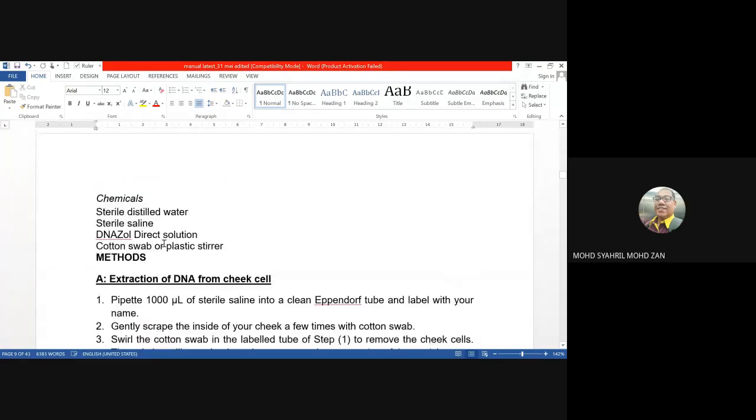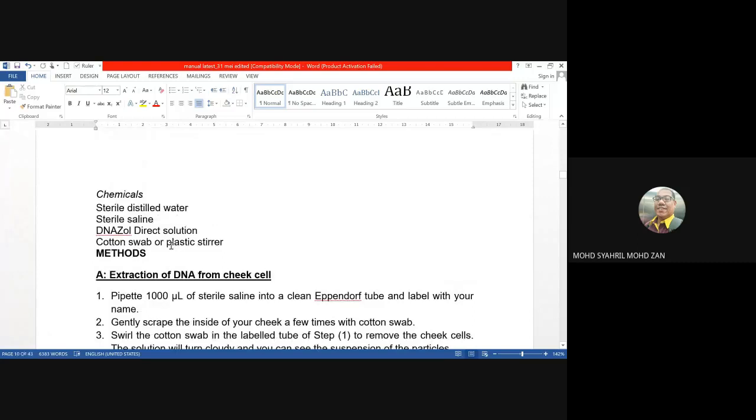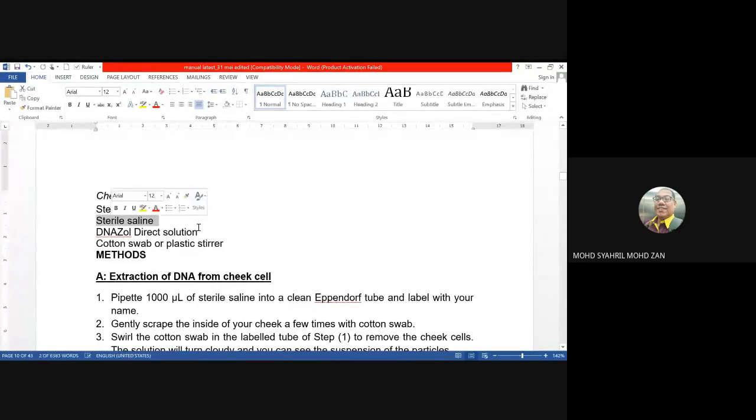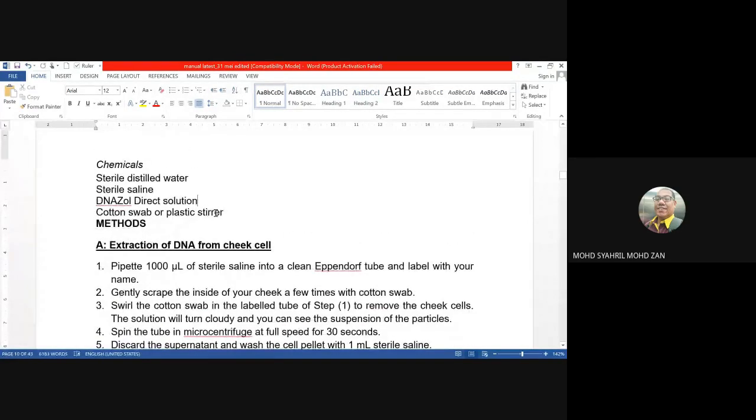Okay. So the chemicals that we use are sterile distilled water, so make sure it's sterile, okay, and saline. Okay, the difference from sterile distilled water is that it's for washing. Okay, once you get the DNA, you use the sterile saline. Okay, direct solutions. Okay, cotton swab or plastic stirrer.